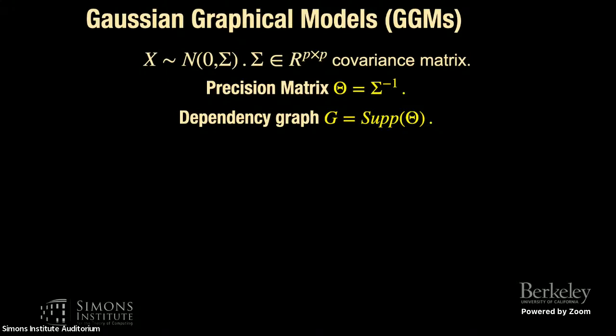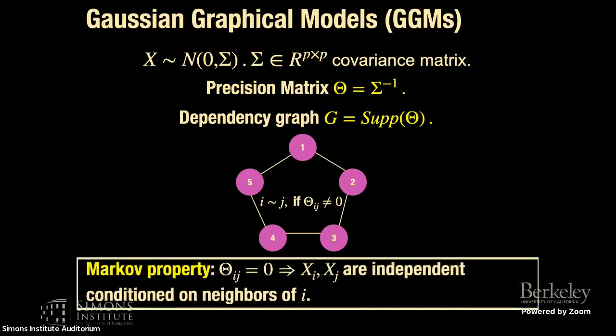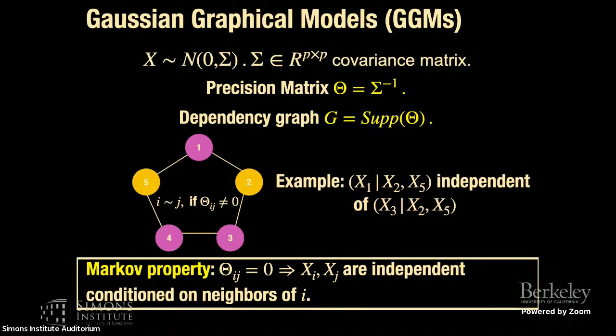Okay, and dependency graph also showed up in Ankur's talk. Basically, it encodes the Markov property of the distribution. In what sense? You take your precision matrix and build a graph where two vertices are adjacent if the corresponding entry is non-zero. Whenever the entry is zero, those two variables are independent, conditioned on the neighbors of one of the vertices. So this is the Markov property that holds for the distribution with respect to this specific graph. For instance, here, x1 and x3 would be independent, conditioned on the neighbors 2 and 5.